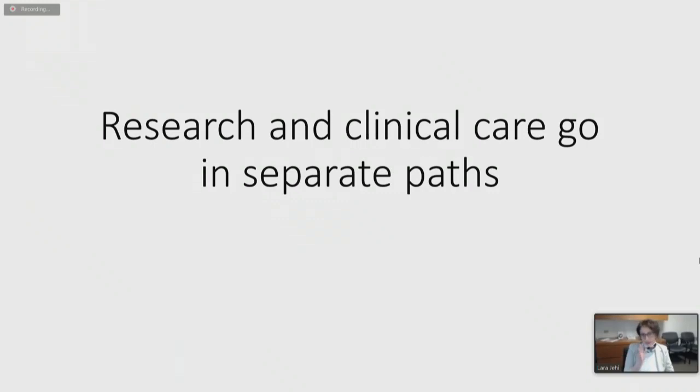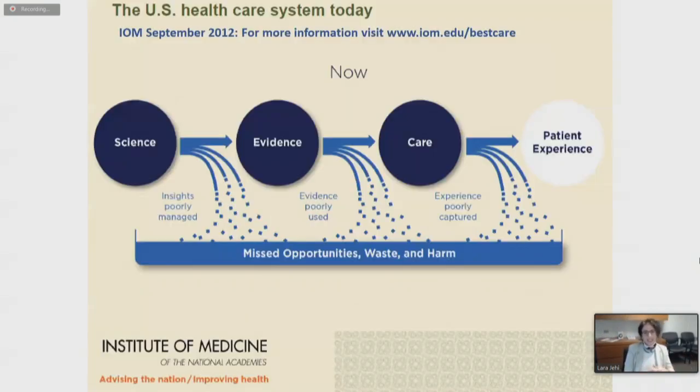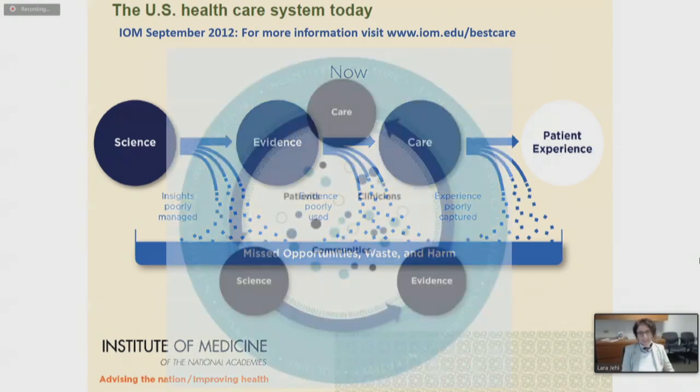The third problem, this is just me getting on my soapbox, is that research and clinical care go on separate paths, and that is impairing our ability to learn. This is not some innovative thing that I came up with. The Institute of Medicine talked about it many years ago: currently patient care goes along a linear path, from prevention, self-management, outpatient care, hospital care, and then follow-up, and the cost of care keeps expanding, the complexity of care keeps expanding, and along the way we have all of these missed opportunities to learn from each one of those steps of the care that we deliver.